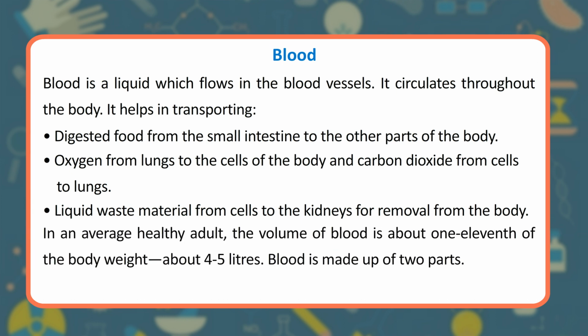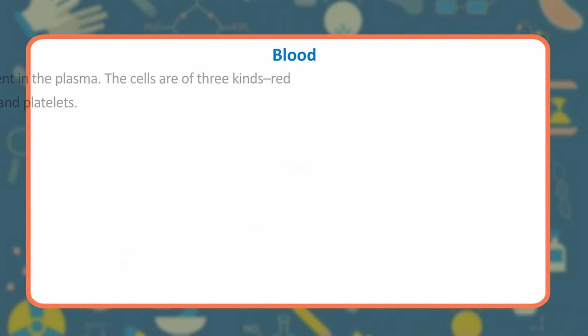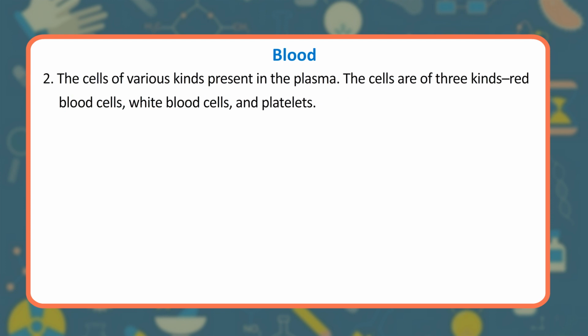In an average healthy adult, the volume of blood is about 1/11 of the body weight, about 4 to 5 liters. Blood is made up of two parts. One, the fluid part called the plasma. Two, the cells of various kinds present in the plasma. The cells are of three kinds: red blood cells, white blood cells, and platelets.